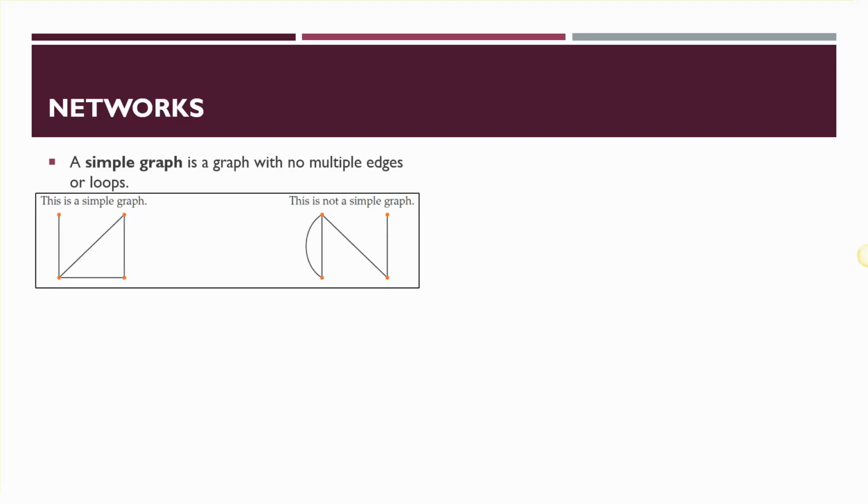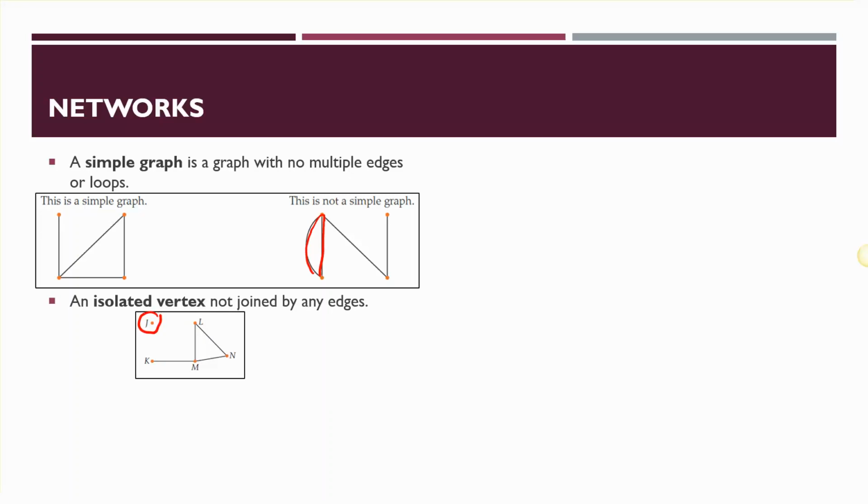A couple more things to note. A simple graph is a graph with no multiple edges or loops. You can see in here that this graph has multiple edges, so that's not a simple graph. An isolated vertex is not joined by any edges. So you can see here that J is not connected to anything, so we call that isolated. A degenerate graph has all vertices isolated. You won't see many of these, but it is important to note that.